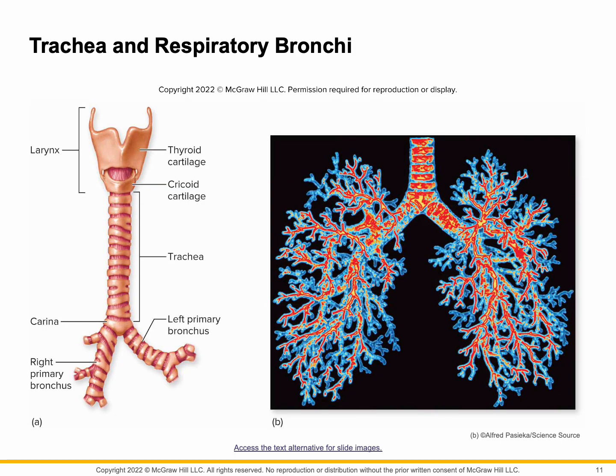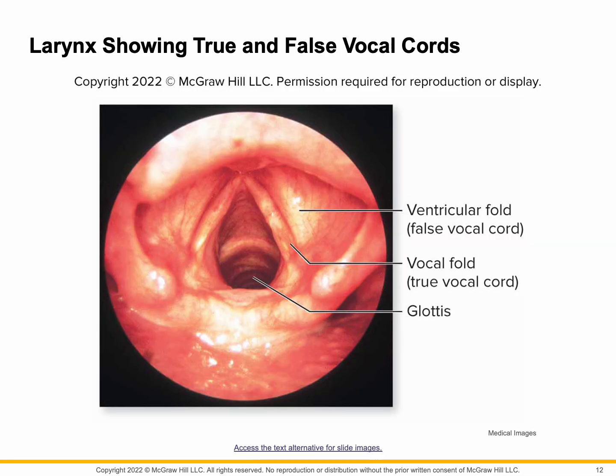Now, at the level of the trachea and the respiratory bronchi, the thyroid and cricoid cartilages of the larynx, the trachea, the carina, the left primary bronchus, and the right pulmonary bronchus are all labeled in this illustration. The micrograph shows the trachea, the bronchi, and the bronchioles as well. The ventricular fold is also known as the false vocal cord. The true vocal cord is also known as the vocal fold. And then you can also see the glottis is labeled here as well.